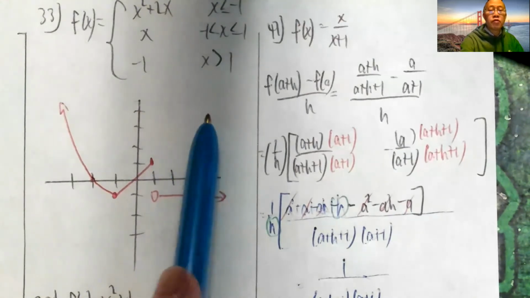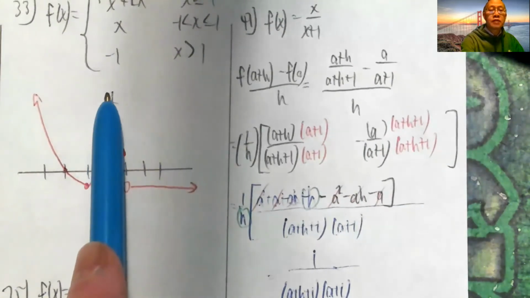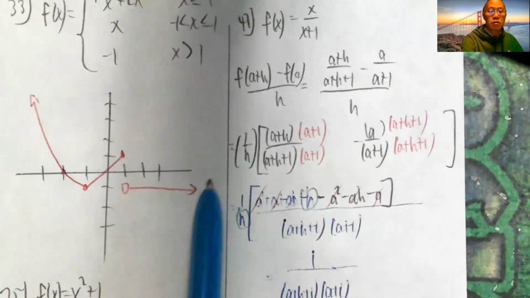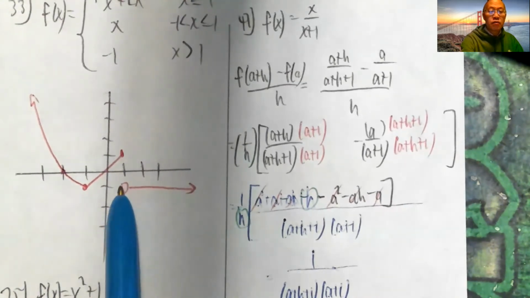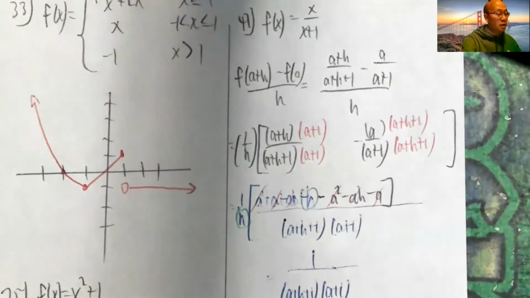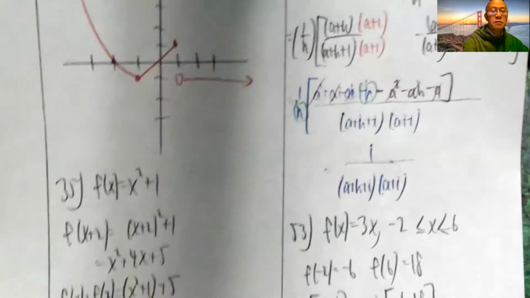Then for x greater than 1, constant function -1, y equals -1 is a horizontal line. I do not count 1, so it's an open circle here, and goes like that.